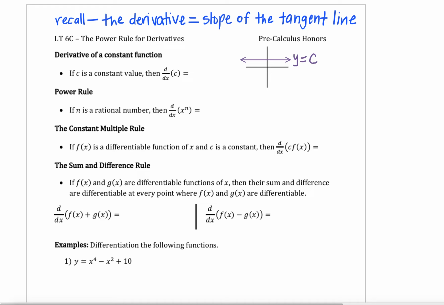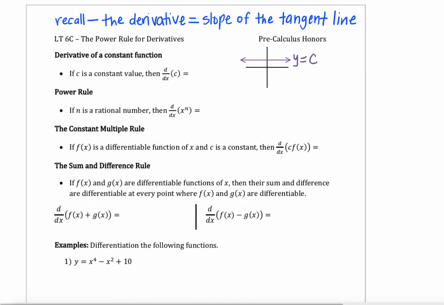to talk about learning target 6C, which is all about the power rule for derivatives. So in our last section, we learned about the definition of the derivative, which is the limit of that difference quotient, and we went through what is a long and tedious process of getting the derivatives. Now we can always do that using the definition.